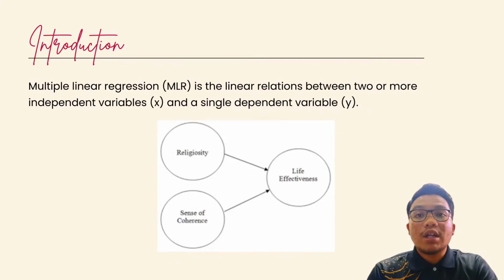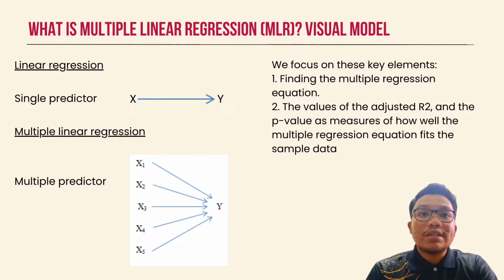D2020109259. Introduction. Multiple linear regression is the linear relation between two or more independent variables, x, and a single dependent variable, y. From this picture, we can see the independent variables are religiosity and sense of coherence, and the dependent variable is life effectiveness. We focus on these key elements.